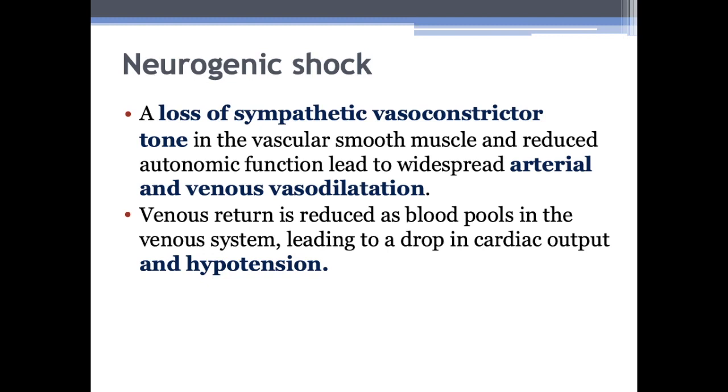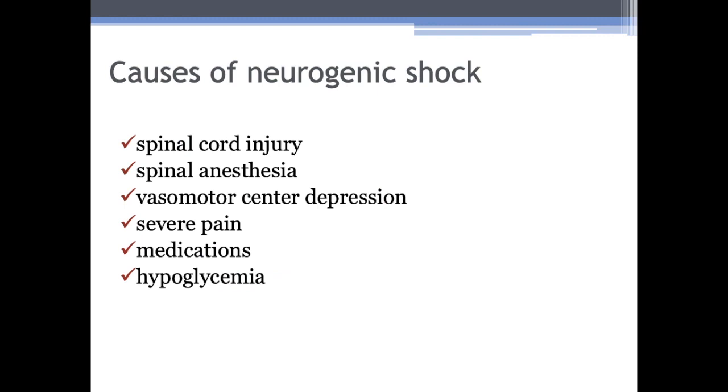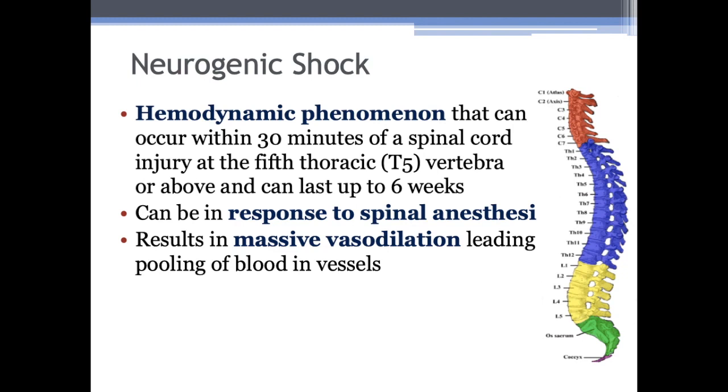Then etiology could be associated with the influence of some medications or spinal anesthesia. Sometimes a neurogenic shock could be caused by vasomotor center depression, severe pain, or some endocrinopathy or problem with blood glucose level, usually hypoglycemia. When we discuss the pathogenesis of neurogenic shock, usually the first hemodynamic phenomenon occurs within 30 minutes of spinal cord injury at the fifth thoracic vertebra or above, and can last up to 6 weeks. Can be in response to spinal anesthesia, and the result, as you understand, is the problem with vascular tone.